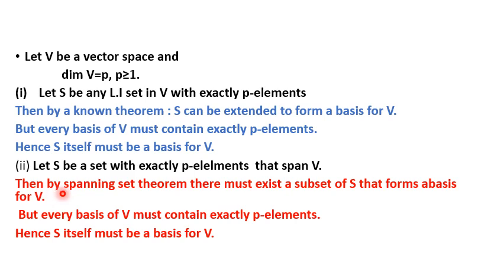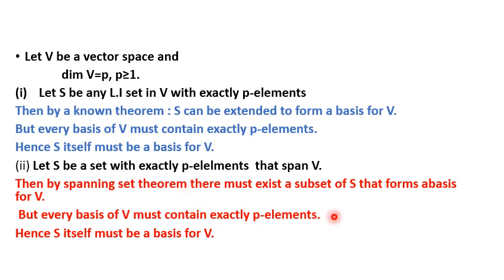Now the second point. Let S be a set with exactly p elements that spans V. So this S is spanning V, and it has p elements. Then by the spanning set theorem, there must exist a subset of S that forms a basis for V. So what is that spanning set theorem? If you have a spanning set, you can delete vectors from it and make a basis. Deleting vectors means getting subsets.